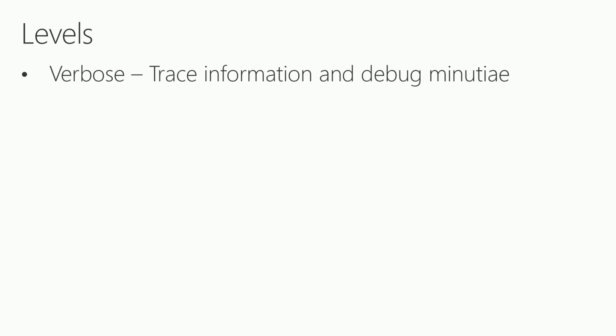There are many different levels that you can log to with Serilog. The first of these is verbose. So that means you're going to trace the information and the debug minutia. This is essentially the very lowest level of information you need. Realistically, you're not going to want this on in UAT or QA or production. This is very much a developer debugging scenario.